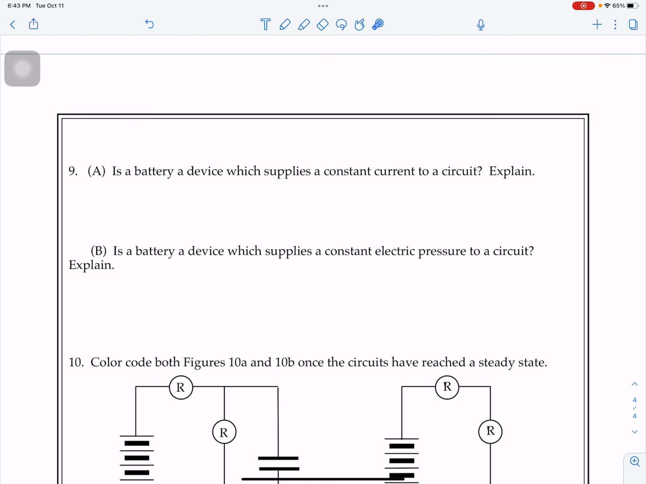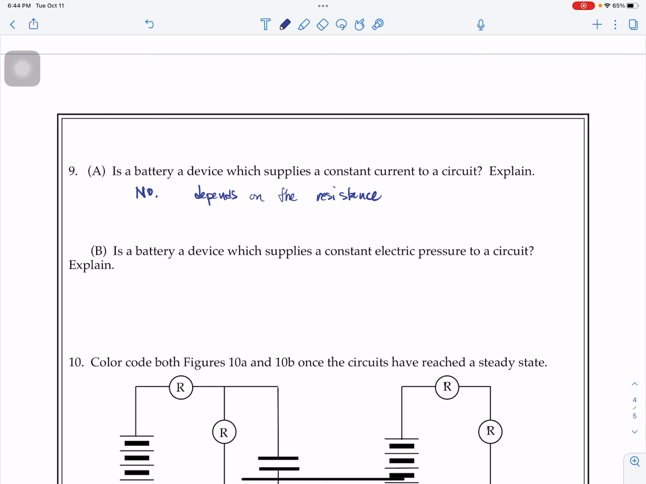All right, is a battery a device which supplies a constant current to a circuit? And the answer to this is no. It depends on the resistance of the circuit. So when I have less resistance, like if I just use a wire, then there can be a very large current, as opposed to if I have a bunch of bulbs, then the current will be much less. So the battery does not provide constant current because it depends on the resistance.